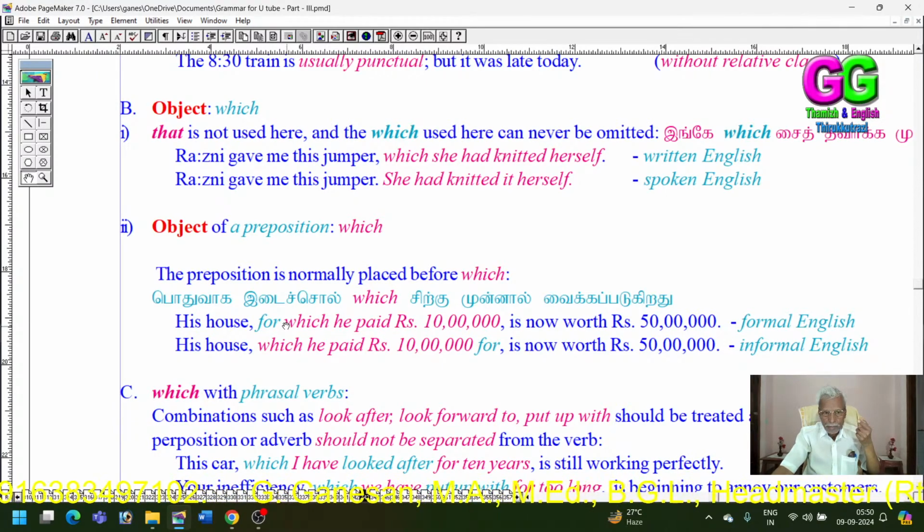Who can express the same idea like this? Which he paid rupees 10 lakh for. "For which" can also be expressed as "which he paid rupees 10 lakhs for". So the preposition can either be placed before the object or after that, at the end of the clause. You can use either way, but this is formal, and this is informal. But the formation of both these sentences is grammatically correct.